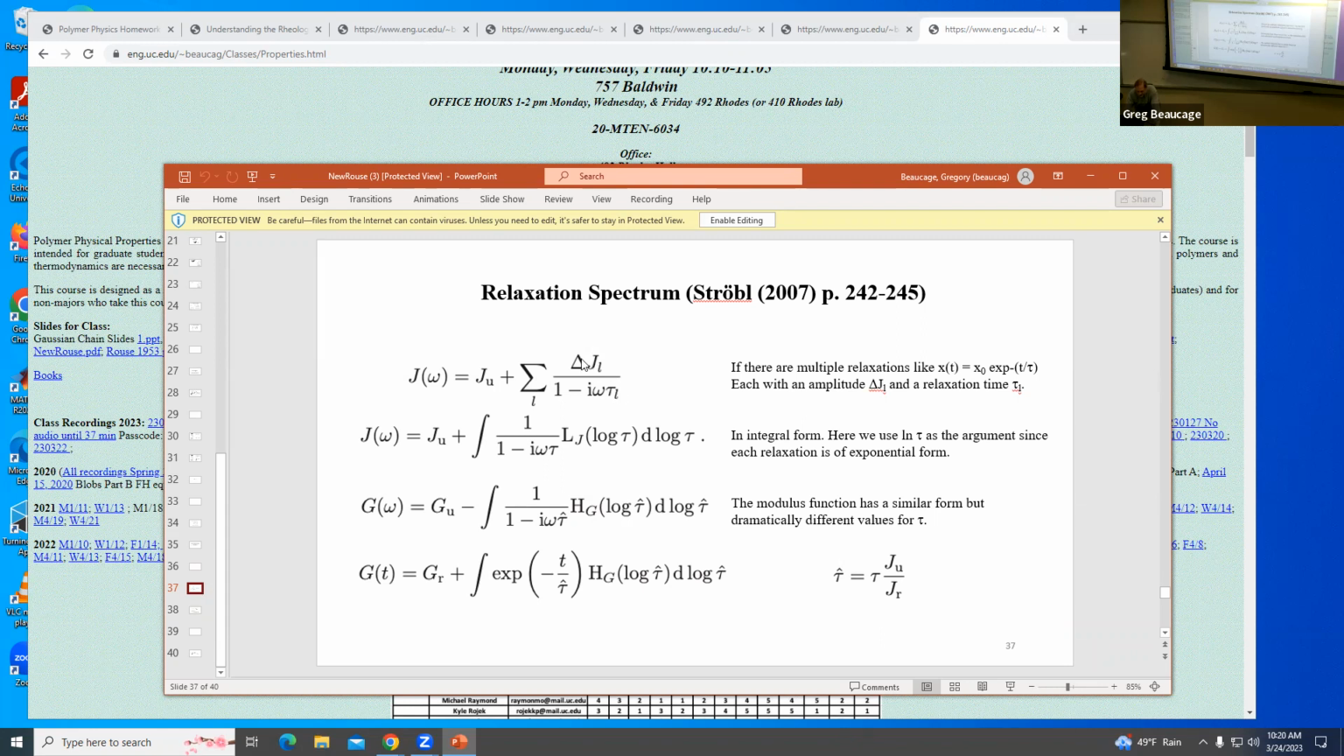Right. So you can have a plot of magnitude versus relaxation time, and that should have kind of peaks in it. Say there was just one, it would be a spike, a delta function. So that spectrum would be this L_J for the compliance, and that's based on this tau. And then when you convert to modulus from this, you get the same equation, but you have this H, which is the relaxation spectrum for modulus, and then this tau hat. Tau hat is like 10,000 times bigger than tau of the compliance. This is all in the Strobel book, kind of condensed from that, I guess, but these are actually his equations.